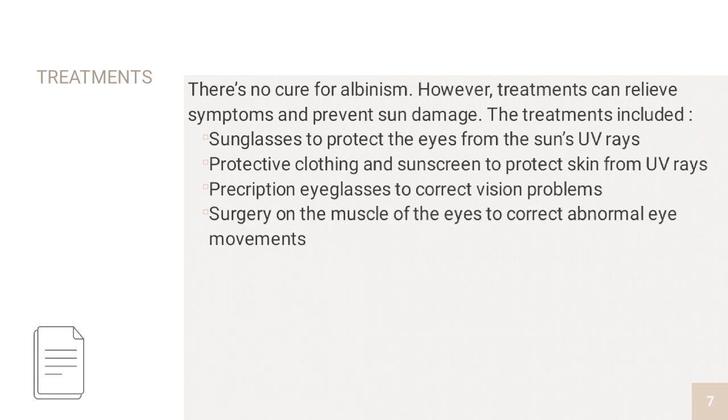Some of the treatments include sunglasses to protect the eyes from the sun's UV rays. The second one is protective clothing and sunscreen to protect the skin from UV rays. The third one is prescription eyeglasses to correct vision problems. And the last one is surgery on the eye muscles to correct abnormal eye movement.